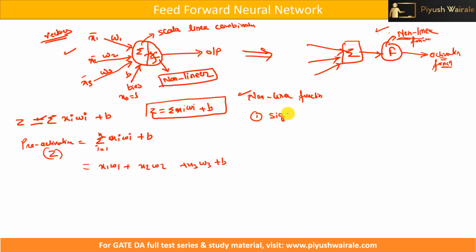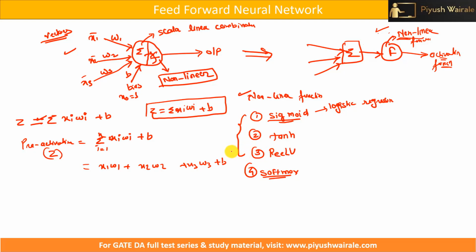First one is sigmoid. We already discussed the sigmoid function in our logistic regression. The second one is tanh, the hyperbolic tan function. The third one is rectified linear unit, that is ReLU. These three functions are mostly used as the non-linear function. There is one more, softmax. We are not going to discuss it, but you can explore it. But these three are important from the exam point of view.